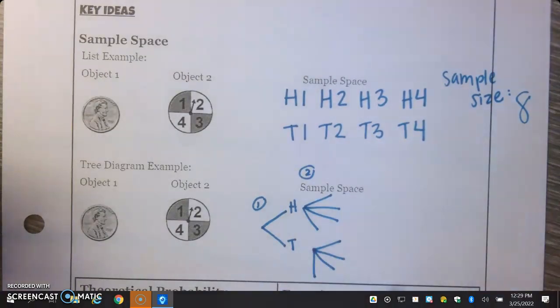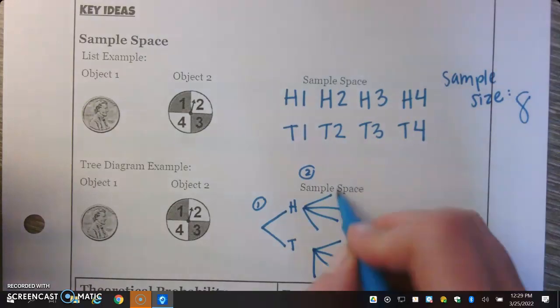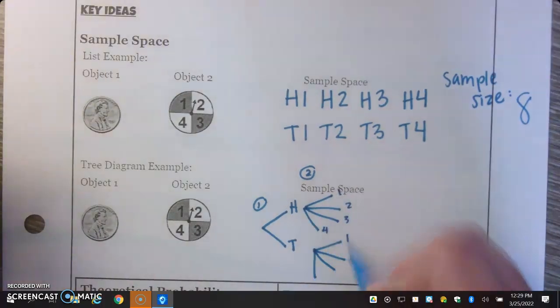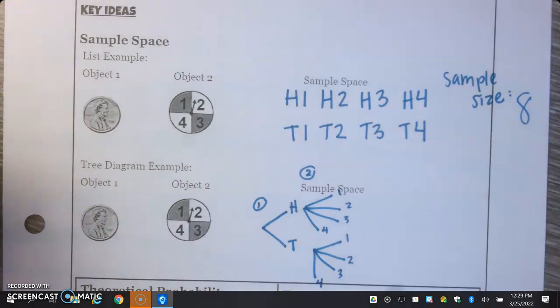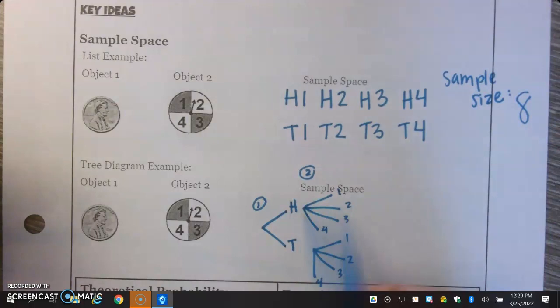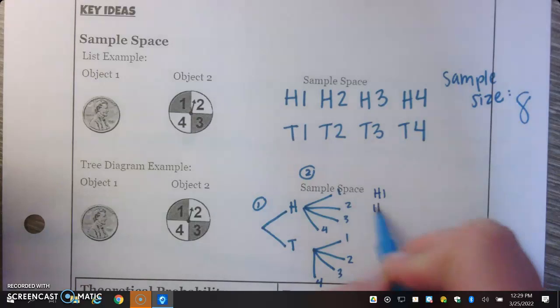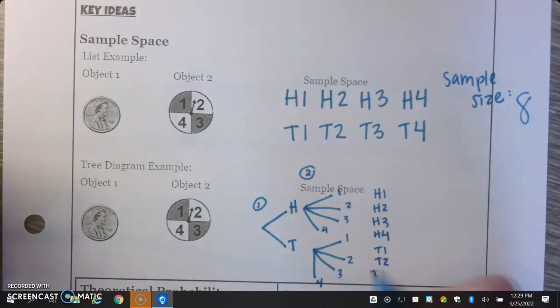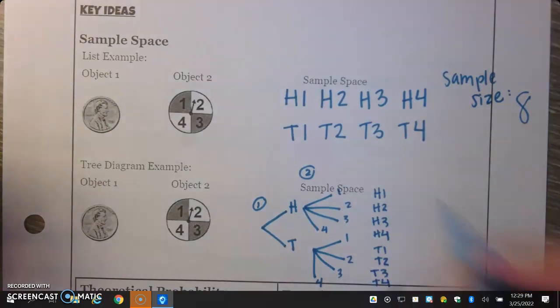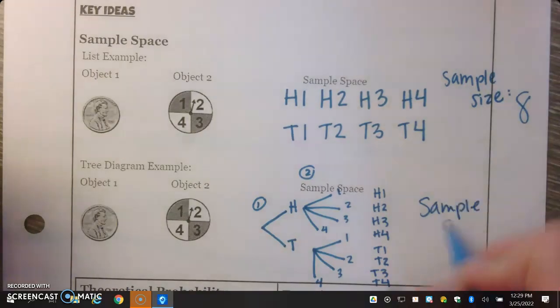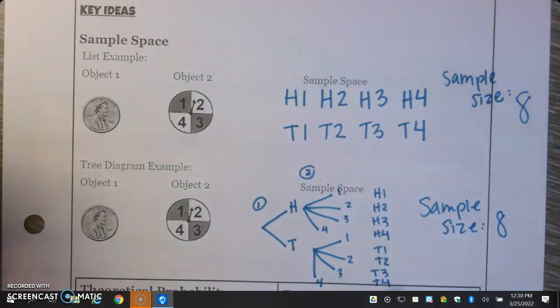Okay, off each branch I'm going to have one of my different options. So I've got 1, 2, 3, 4. 1, 2, 3, 4. So this is saying, hey, if I flip tails, these are all the things I could spin. If I flip heads, these are all the options I could spin. Again, you're still going to have the same type of combination. Okay, if I follow the lines, that's what they create. Sample size is still 8, because I didn't change either of my events. I'm still flipping a coin, I'm still spinning a spinner.